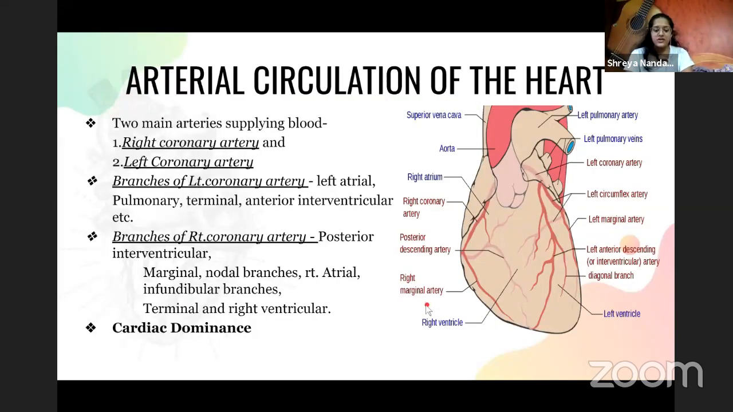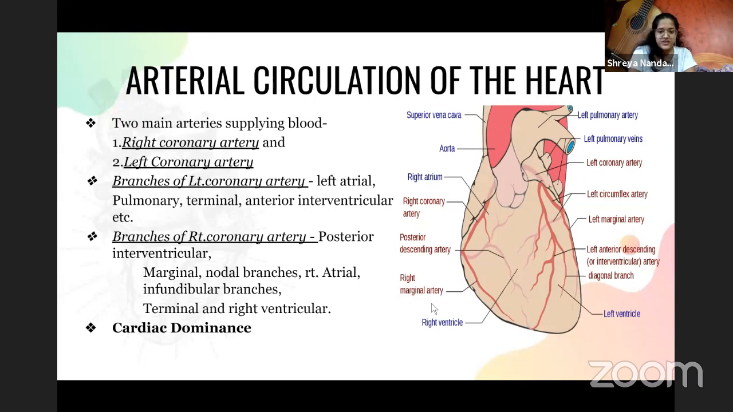Next, we are done talking about the chambers of the heart. So now we're going to start talking about the arterial circulation, that is the blood supply of the heart. There are two main arteries supplying blood to the heart, which include the right coronary artery and the left coronary artery, along with a number of their branches.